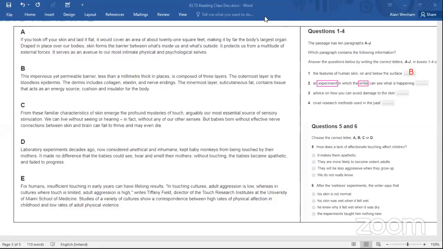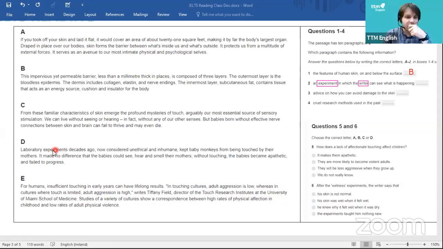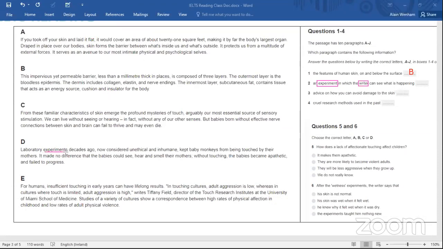Second word, experiments. Experiments decades ago. Okay, so we've got one here. Anything else, guys? I didn't think there was anything on this page. E also, there is, sir, E. Go on. Research. Where? Tiffany Research. Second line. Yes, sir, this one. Right, Tiffany Field, writer. Director of Touch Research Institute of the University. So research is here.